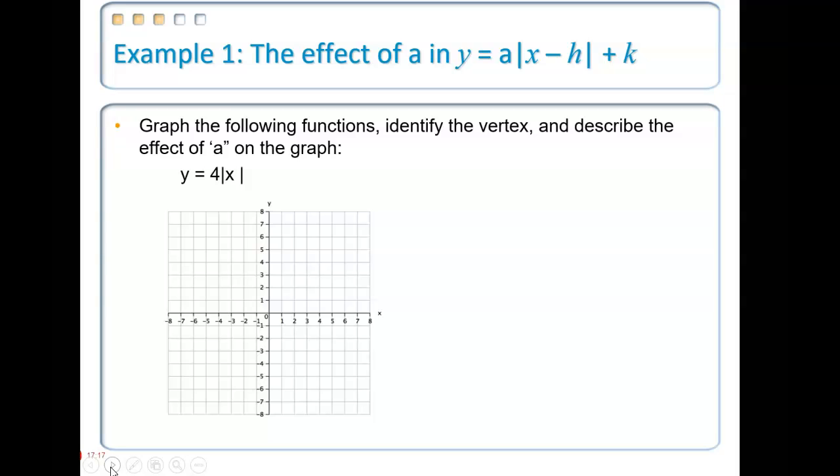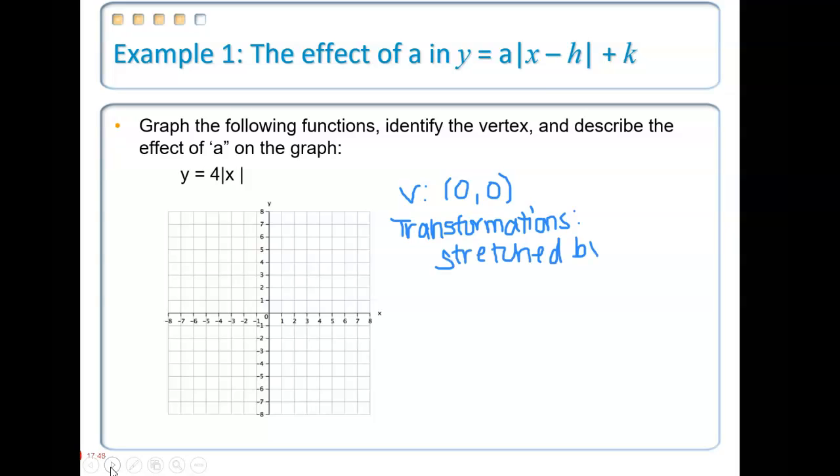Okay, the absolute value of x multiplied by 4. So it says describe and graph. The vertex, once again, is 0, 0. The transformation is stretched by 4. So what that means is my slope is 4 for x greater than 0 and -4 for x less than 0, because it all has to do with the vertex.